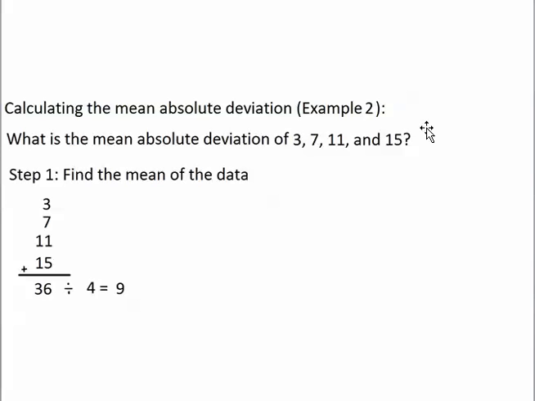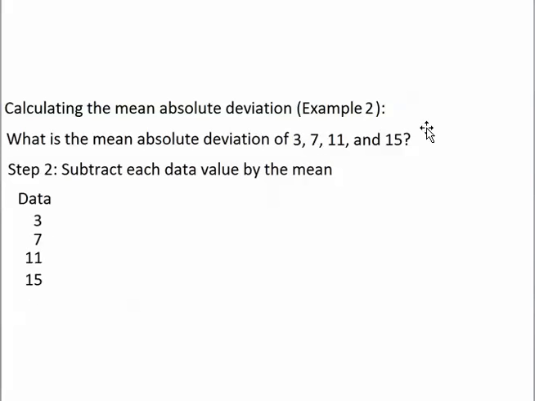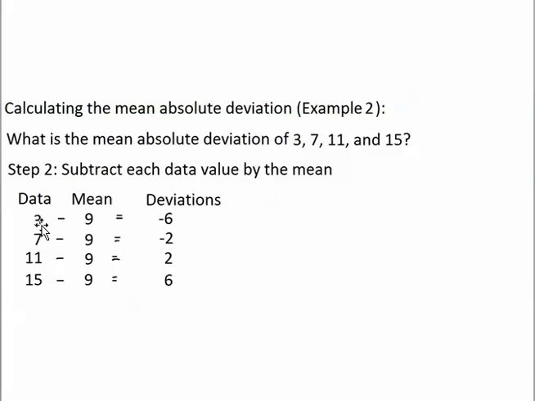Step 1 is still finding the mean of the data. Step 2 is subtracting each value by the mean. In this case, the mean is 9. We get these deviations. 3 is 6 below the mean of 9, so this is -6. 7 is 2 below the mean of 9, so this is -2. 11 is 2 above the mean, so it's +2. And 15 is 6 above the mean of 9, so its deviation is +6. So 6 below, 2 below, 2 above, 6 above.